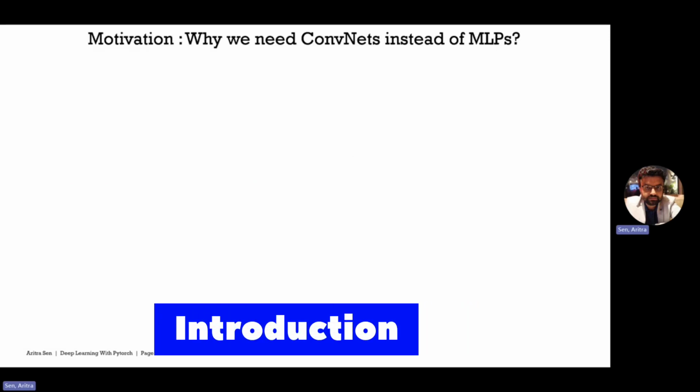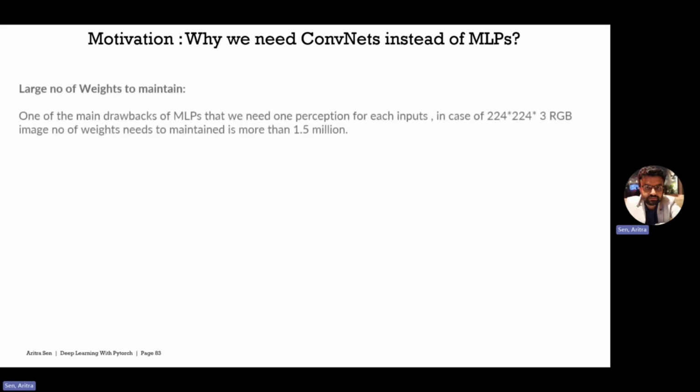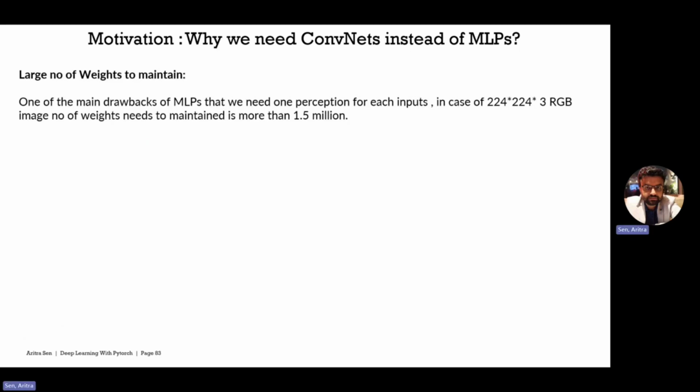So first of all, we already have a multi-layer perceptron, right? Now why do we need a new sort of neural network, what we are calling a convolutional neural network? It's essential for you to know why we need a different architecture when we already have MLP. The problem with MLP is that we need to have one perceptron for each input. Generally we are using a fully connected layer, where the previous layer's nodes are connected to each of the nodes of the next layer, right?